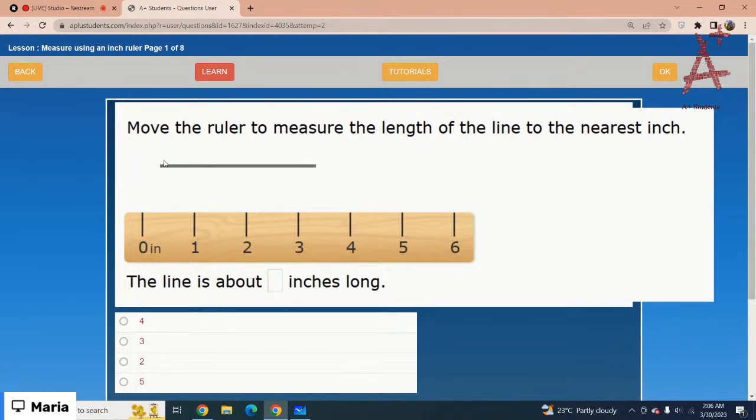I'm not going to place it. So the length of the line is about 3 inches. You have to line up the left end with zero, and you have to see where the right end is lined up. So probably it will be lined up at 3 inches. So the length of the line is about 3 inches long. Got it?